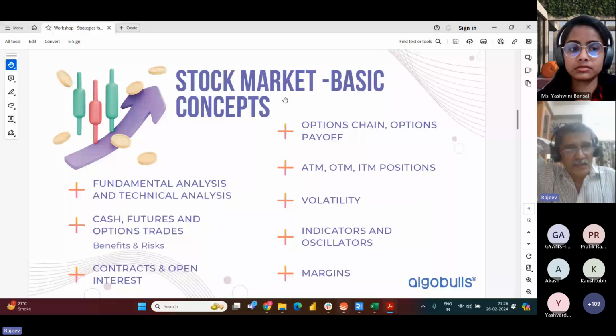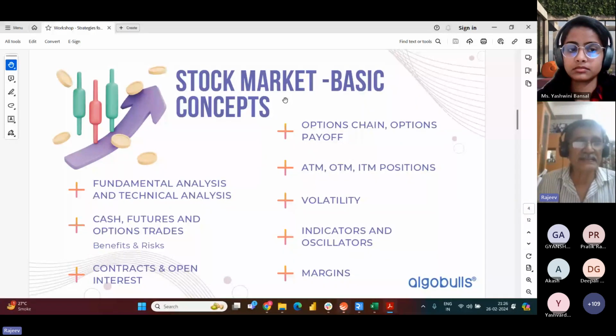Of course, there is a risk also associated. If you end up incurring losses, your losses will be in multiples of that, because your quantity is also, instead of 100, you're buying and selling 400, which is a lot size. So that's in brief what cash, futures and options trades are. With that, now I move on to contracts and open interest.